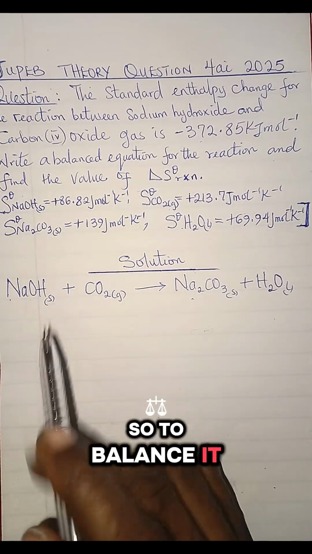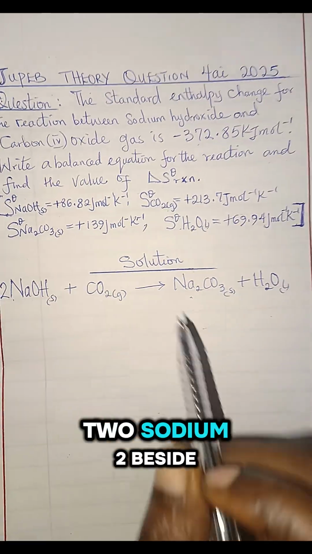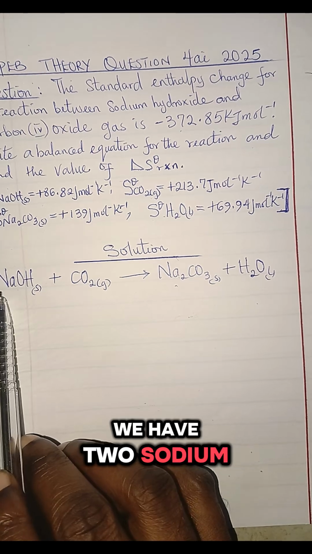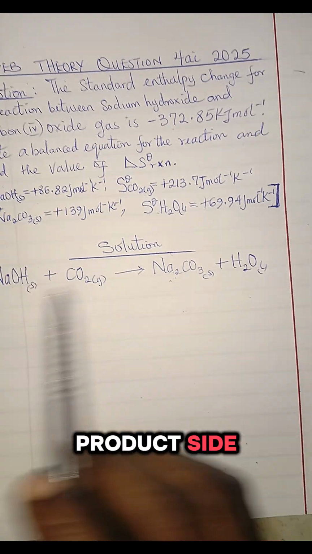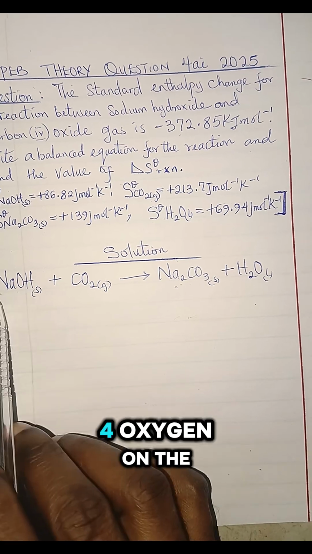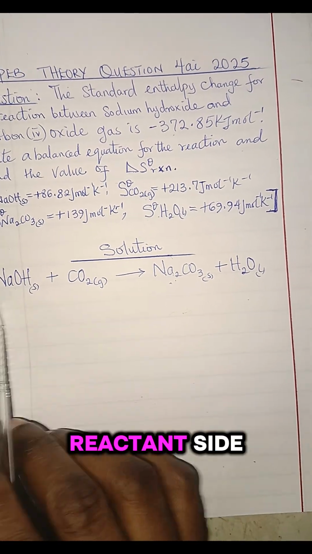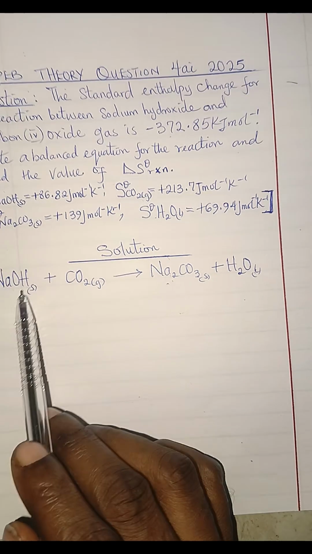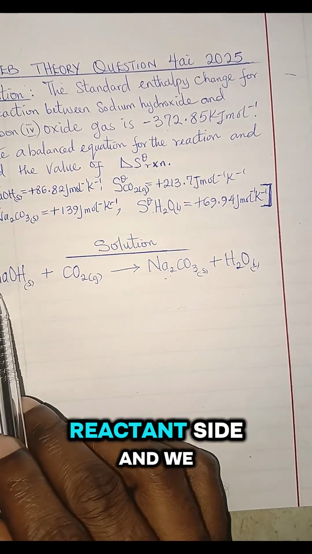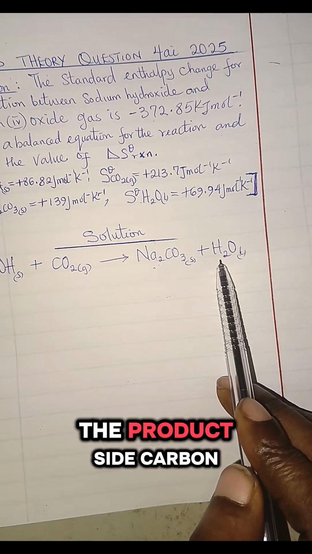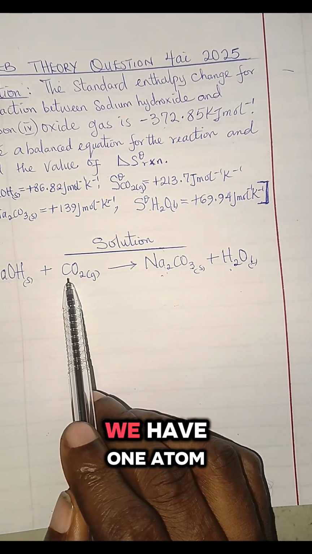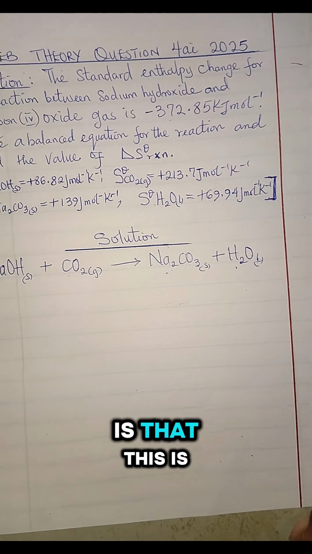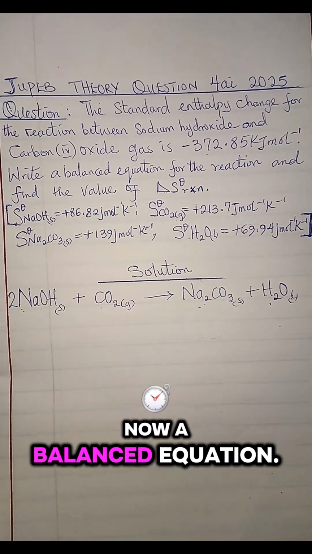imbalanced. So to balance it, I have to put two beside the sodium on the reactant side. We have two sodium atoms on the reactant side, two on the product side. A total number of 4 oxygen on the reactant side. We have 3 plus 1, 4 oxygen on the product side. Hydrogen, 2 atoms on the reactant side, and we have 2 atoms on the product side. Carbon, we have 1 atom here. Carbon, we have 1 atom here. So what this means is that this is now a balanced equation.